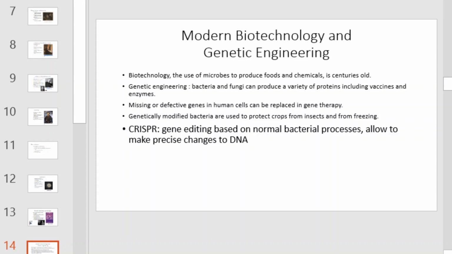Genetically modified bacteria are used to protect crops from insects and from freezing. CRISPR is a gene editing process which is based on normal bacterial processes and can allow us to make precise changes in DNA.